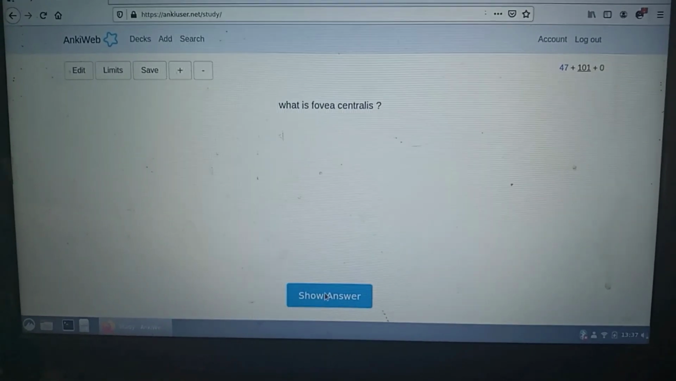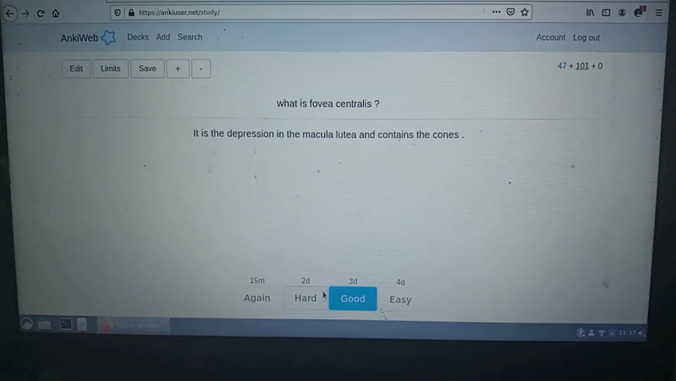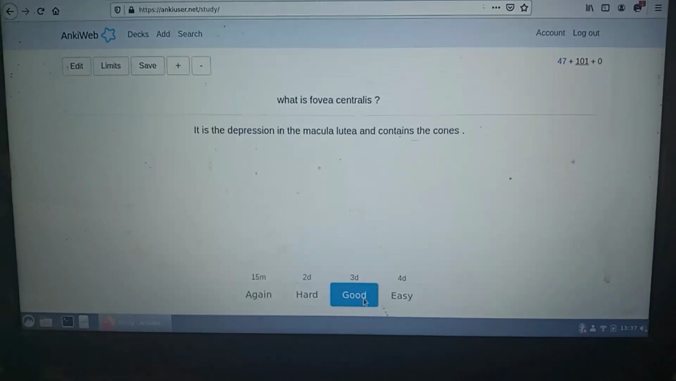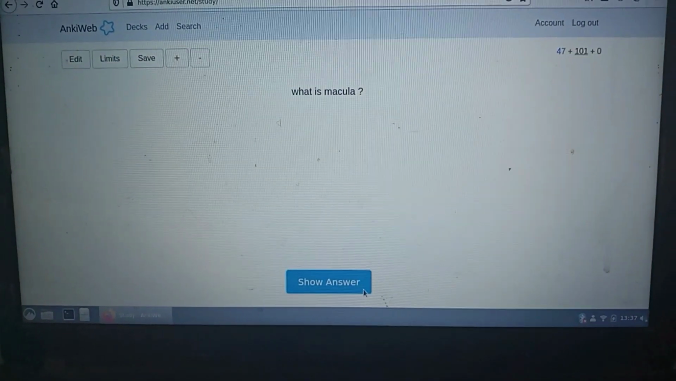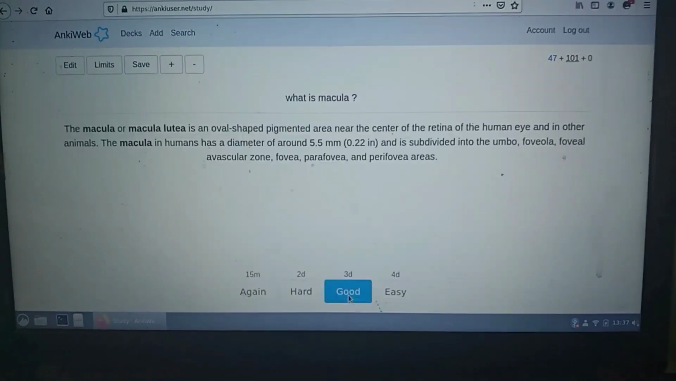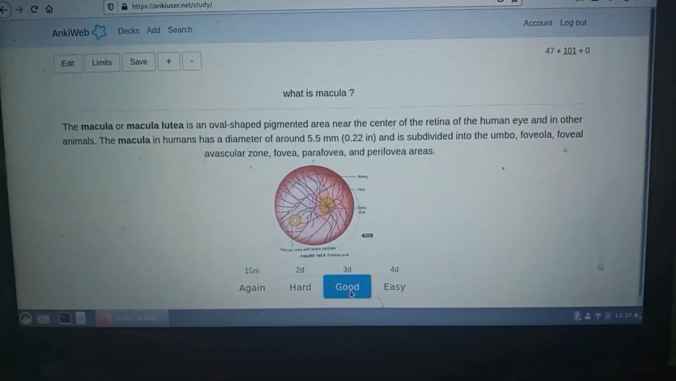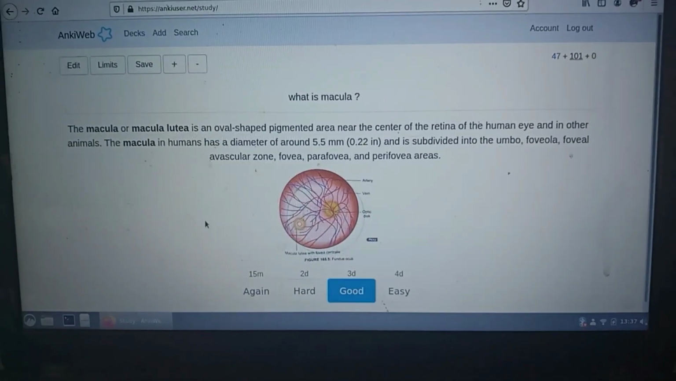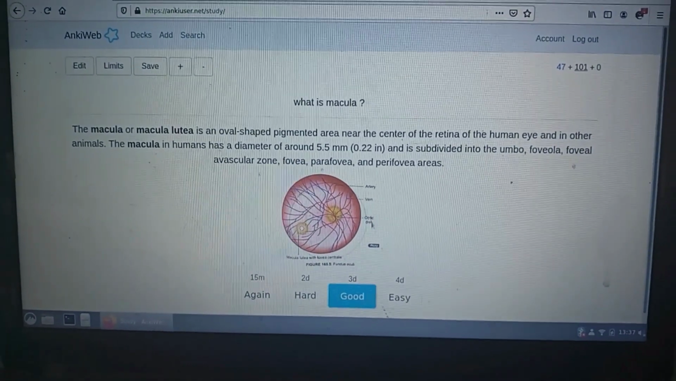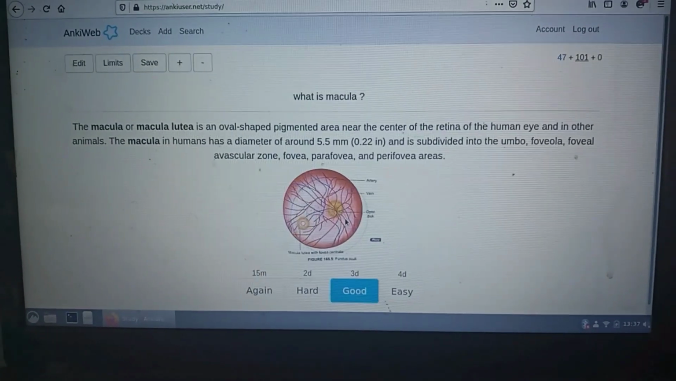So basically what you do in Anki is that you're going to put down questions for yourself and you're going to try to actively recall the answers to these questions. And if you don't remember it, you press the show answer and the answer will be shown. You can also include pictures in the answer if you want to.